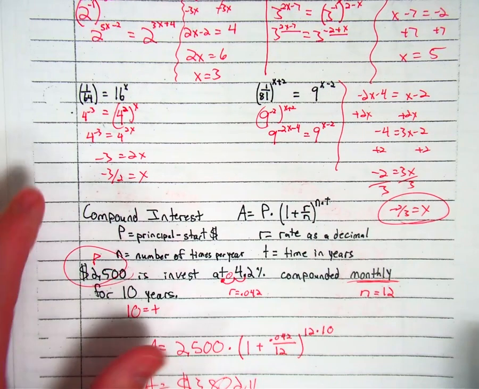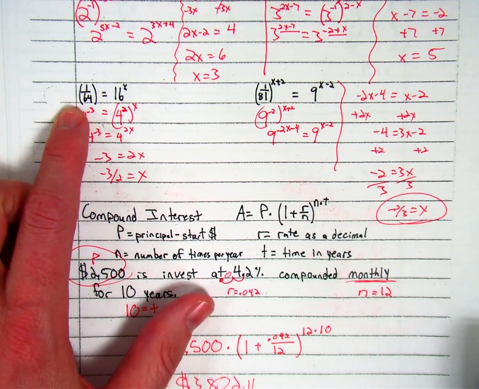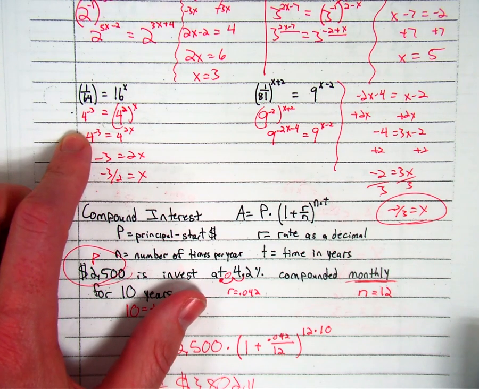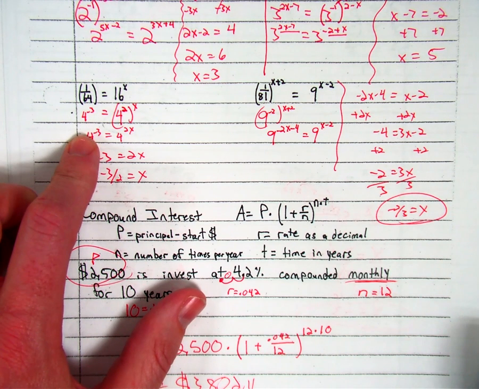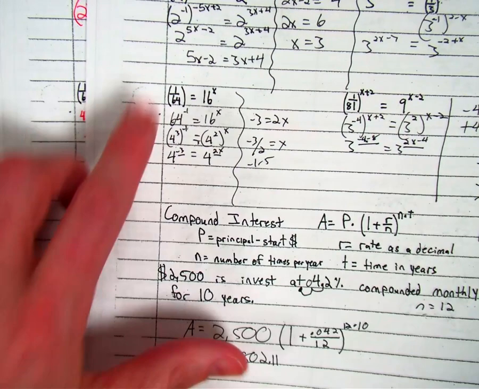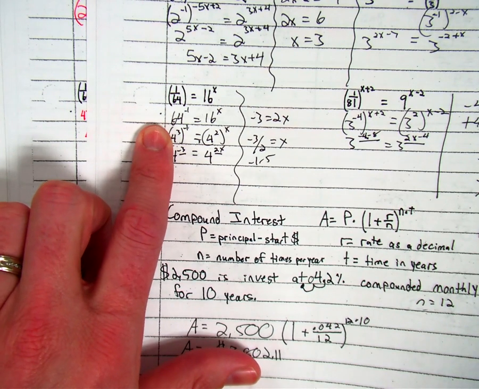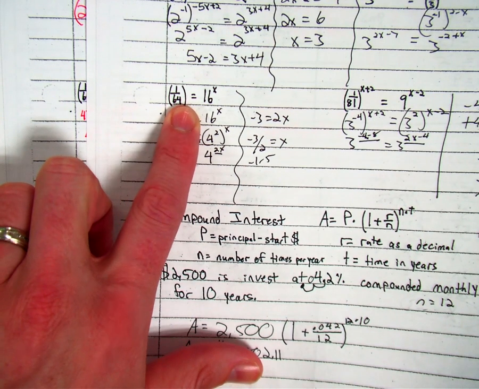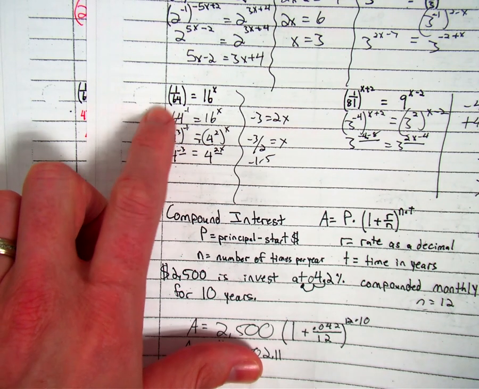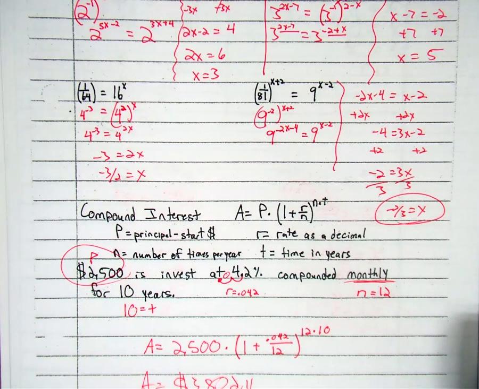Bottom left, 1 over 64. 64 is 4 to the 3rd power. So 1 over 64 is going to be 4 to the negative 3rd power. Okay, in a different class, we also went 1 over 64 first is 64 to the negative 1, and then we changed 64 to 4 to the 3rd. So you could have broken that up into 2 steps, or you could have done it all at once.